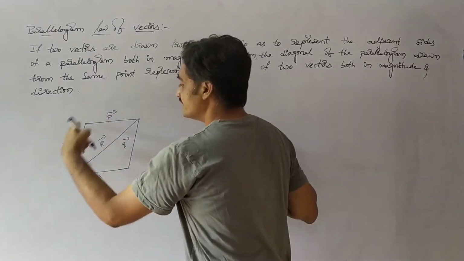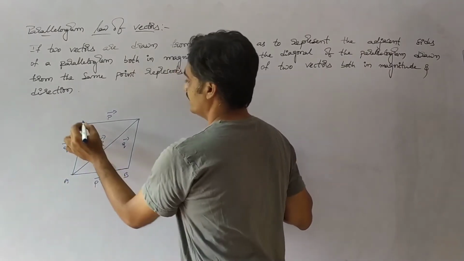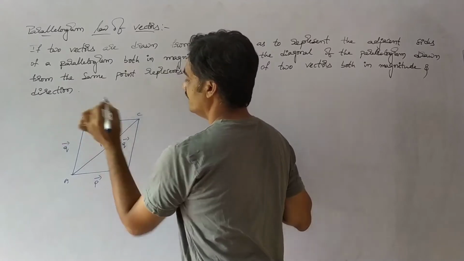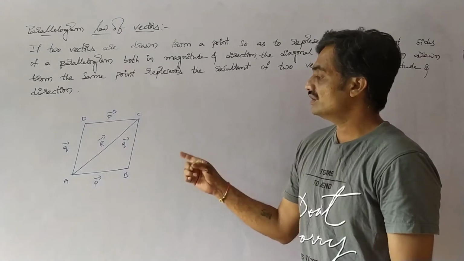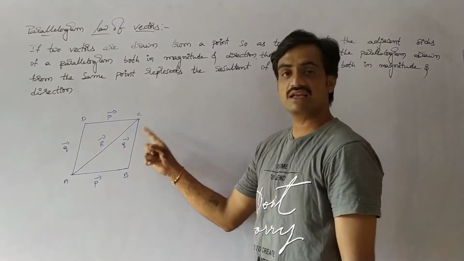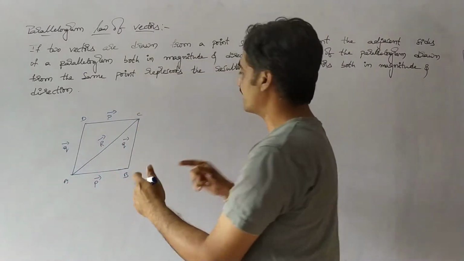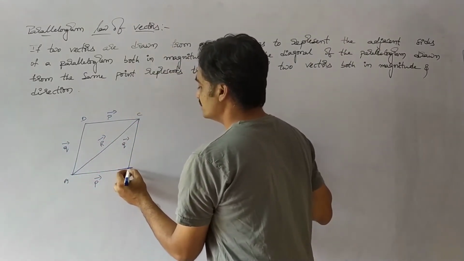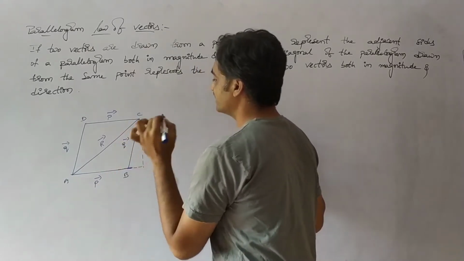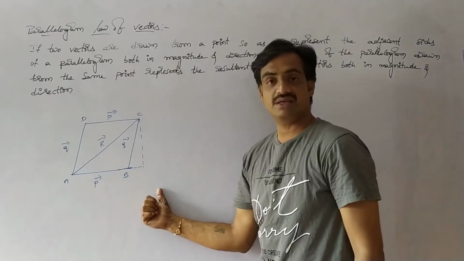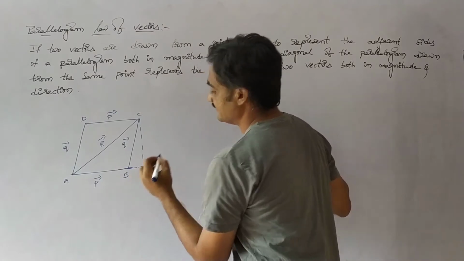Now let us label the endpoints of this parallelogram as A, B, C, D. Here we have to apply the Pythagoras theorem, and in order to apply it we should have an angle of 90 degrees. Observe this parallelogram: we don't have any 90-degree angle. So we extend this vector and draw a perpendicular from C onto AB. The point where they meet is represented as E.